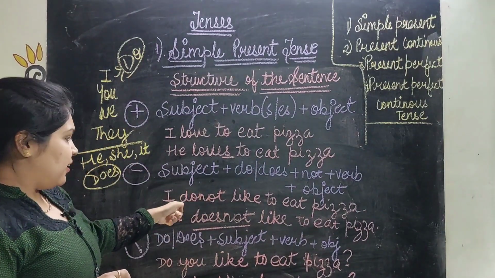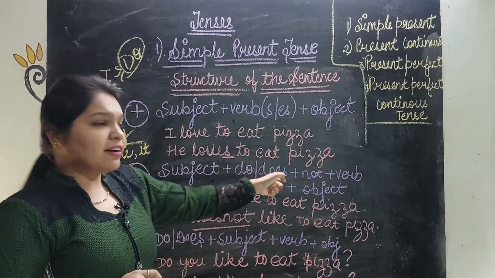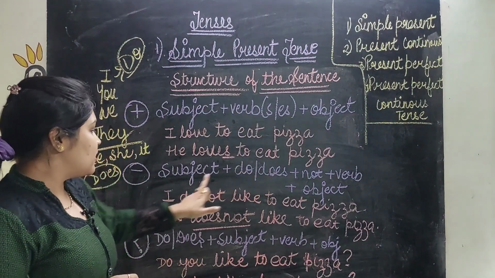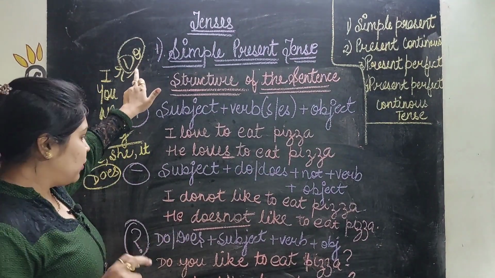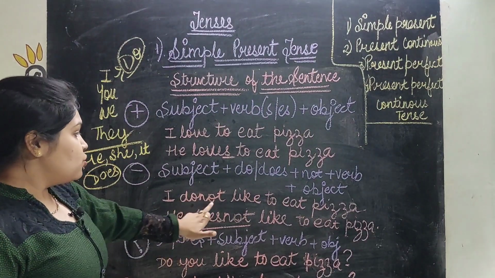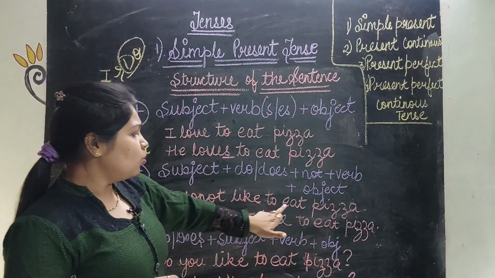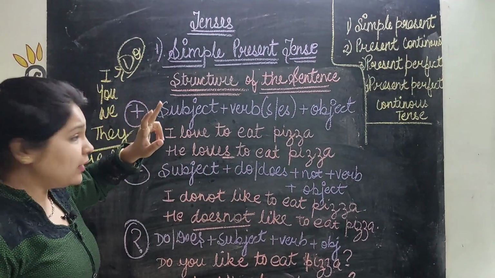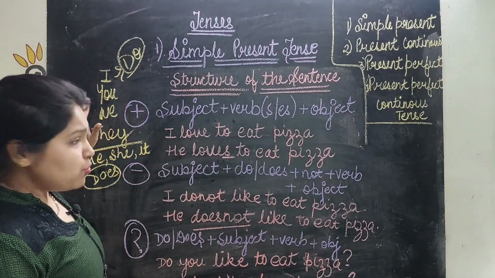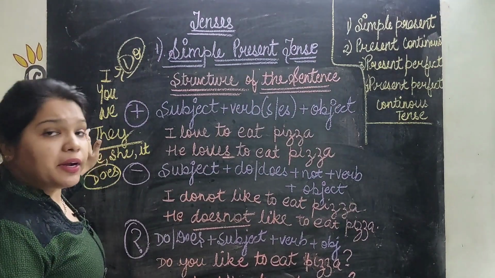Then subject I, do not, as I have told you, do or does. When the subject is I, what will you use? Do. Getting my point? I do not like to eat pizza. And you do not like to eat pizza. We do not like to eat pizza. They do not like to eat pizza.